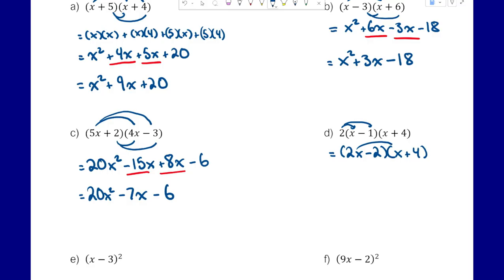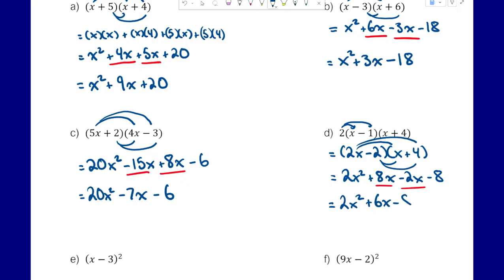So 2x times x, we get 2x squared. 2x times 4, we get 8x. Negative 2 times x is negative 2x. And negative 2 times 4 is negative 8. Looking for the like terms, it's only 8x and negative 2x. So 2x squared plus 6x minus 8 is my simplified or expanded and simplified form.